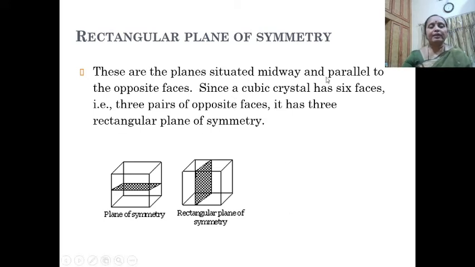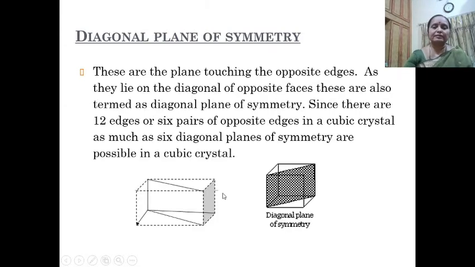Coming to the rectangular plane of symmetry, these are the planes situated midway and parallel to the opposite faces. Since a cubic crystal has 6 faces, 3 pairs of opposite faces, it has 3 rectangular planes. I have shown you two types here; I can place one in between, and I can place one like this also. So I will have 3 rectangular planes of symmetry, situated midway and parallel to the opposite faces.